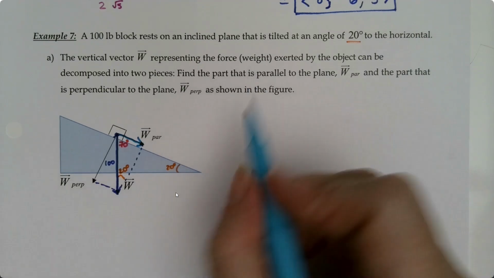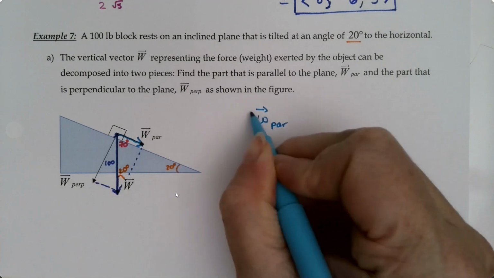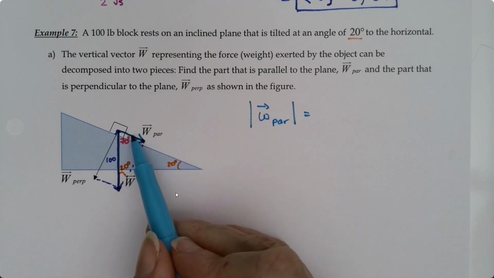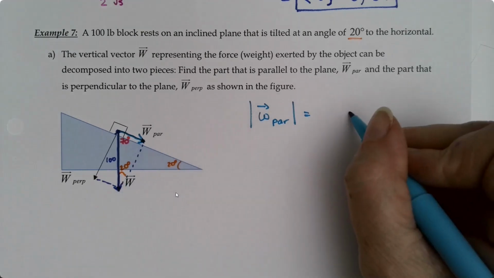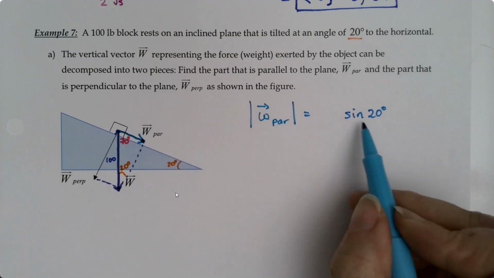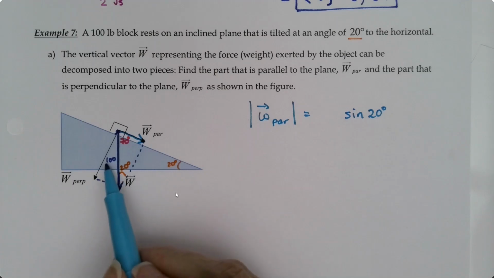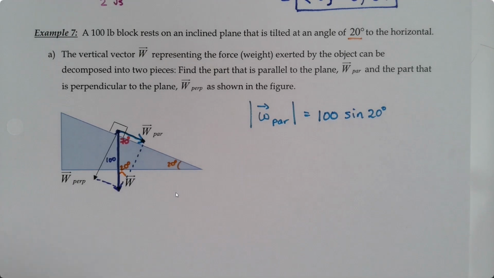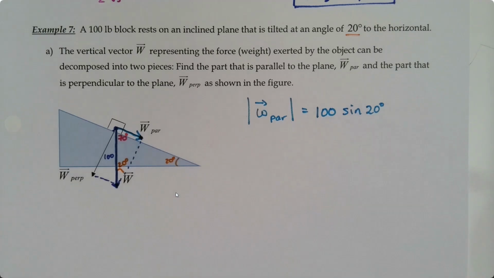All right, now how does that help us? Well, again, the magnitude of W parallel. The thing about angles like this inside a triangle is that we know how the opposite and the hypotenuse should relate. So we know that the sine of 20 degrees would get us the opposite over the hypotenuse. And that would be true for any triangle. And then we just have to multiply it by 100 because that's the magnitude of the hypotenuse. So this component right here is 100 sine of 20 degrees.